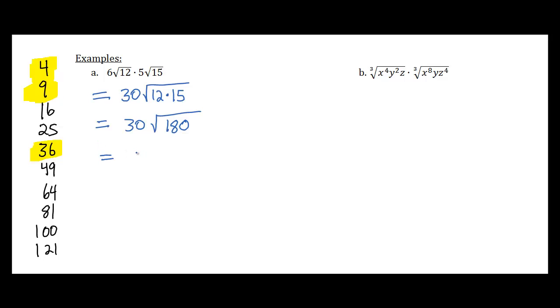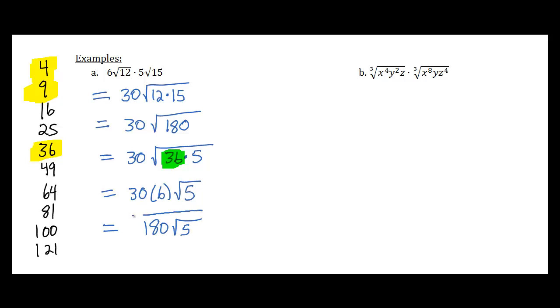36 times 5 will give you 180, so I'm going to write this as the square root of 36 times 5. Of course, a perfect square never belongs under a radical. We can take the square root of that. The square root of 36 is 6. So I'm going to have 30 times 6 times the square root of 5. Now, 30 times 6 is 180. And so in order to simplify this completely, I get 180 times the square root of 5. And that is my final answer in complete simplified form.